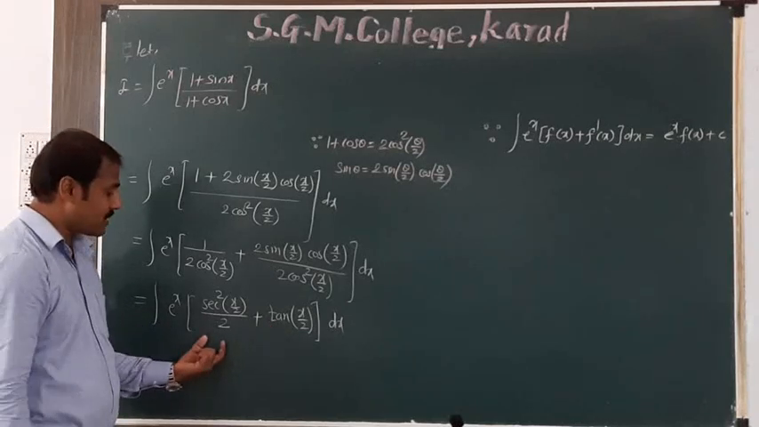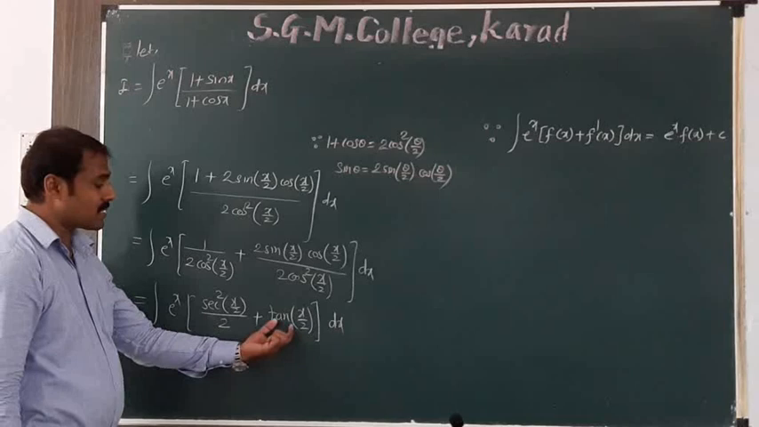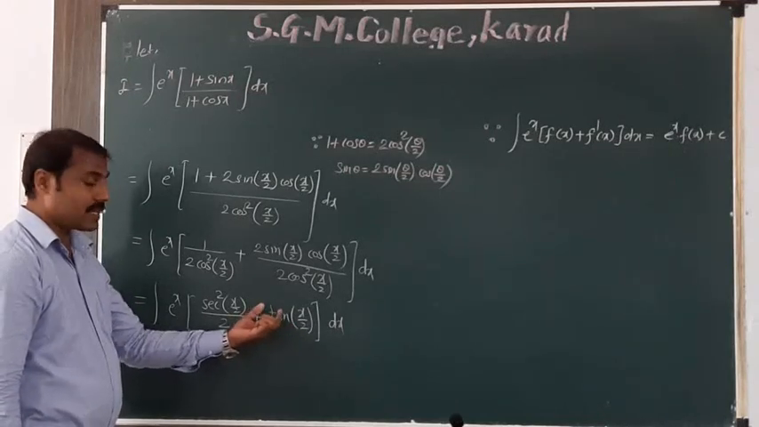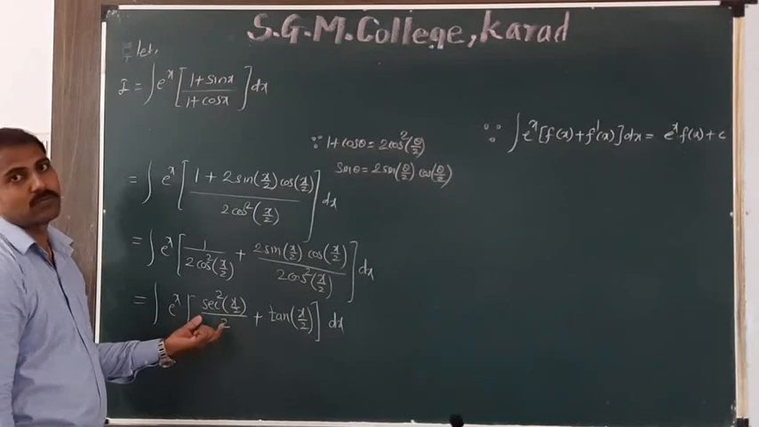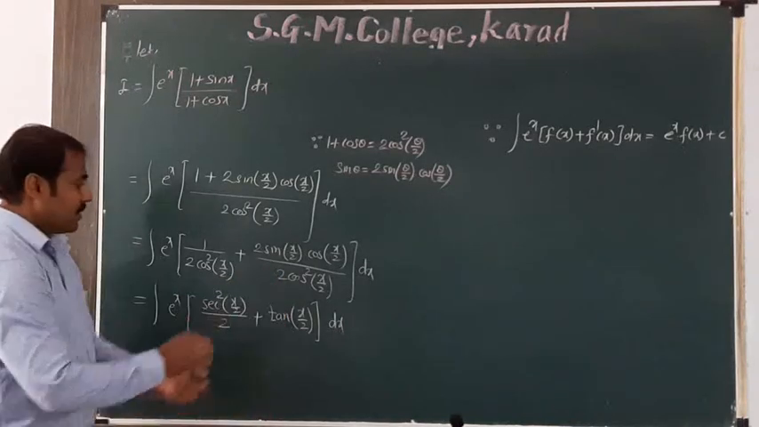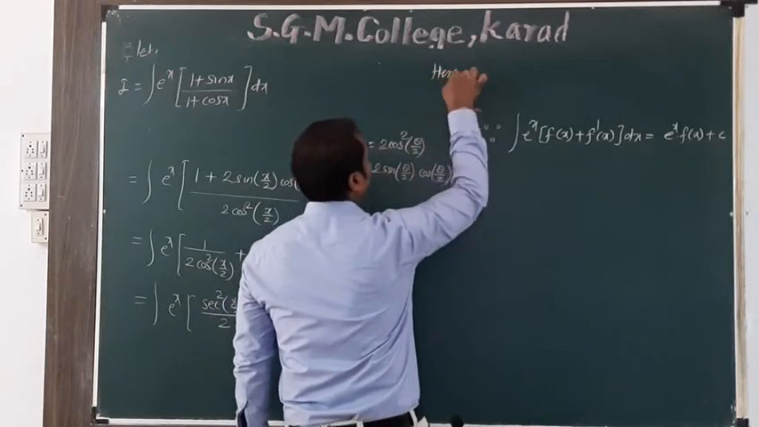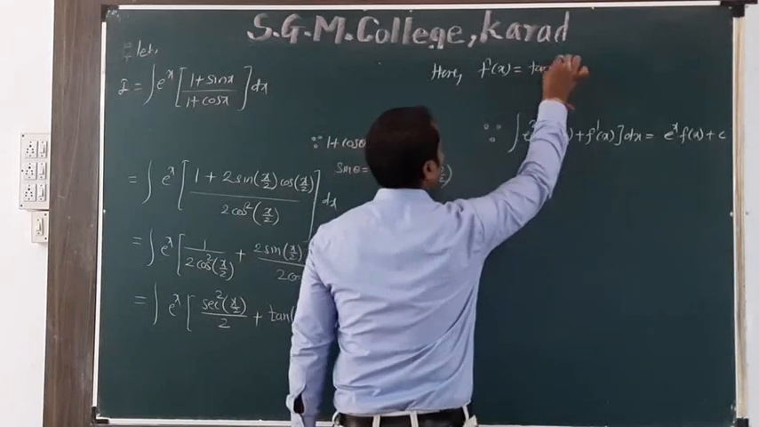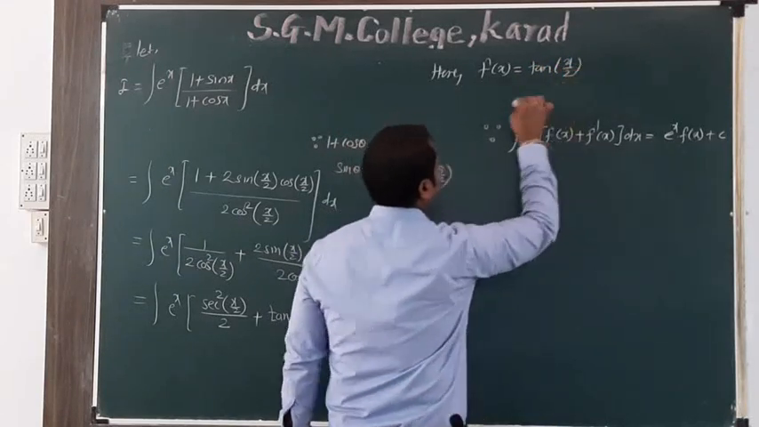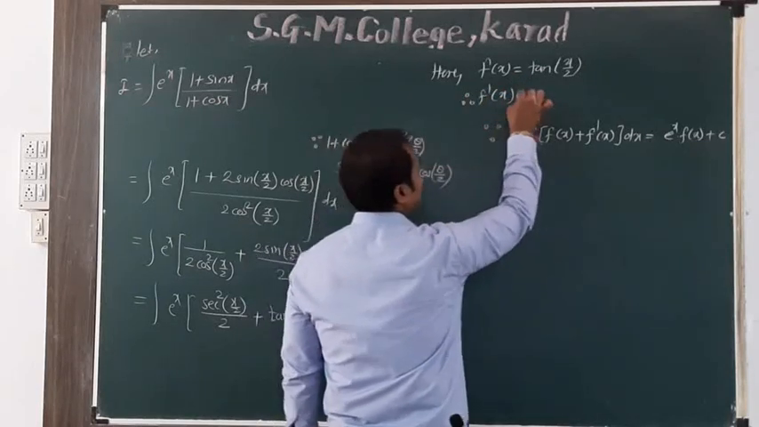Now look at here. The derivative of tan x by 2: the derivative of tan x is sec square x, so the derivative of tan x by 2 is sec square x by 2 into d by dx of x by 2, that is sec square x by 2 divided by 2. Here f of x is equal to tan x by 2. Therefore, f dash of x is equal to what?